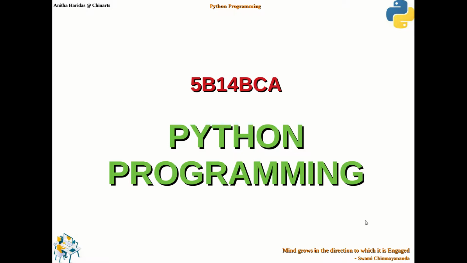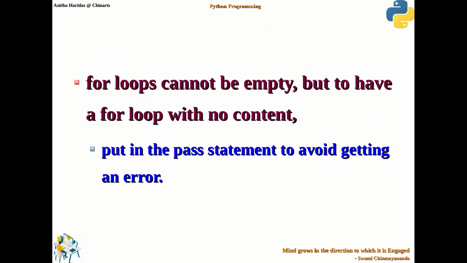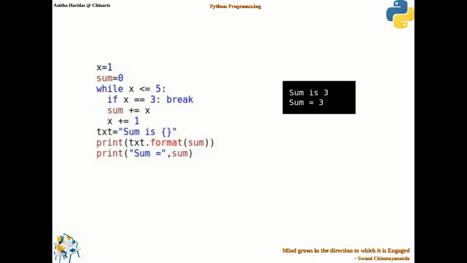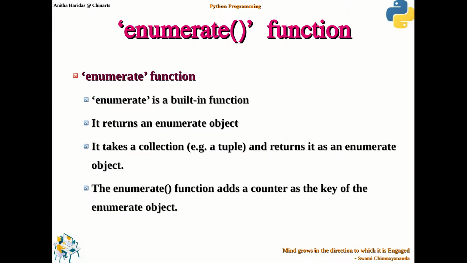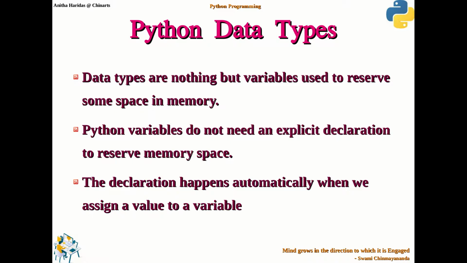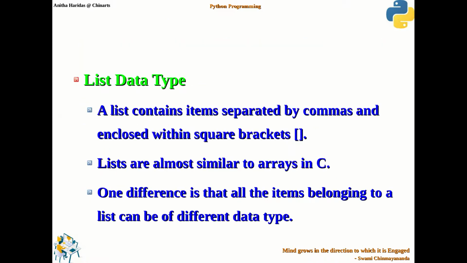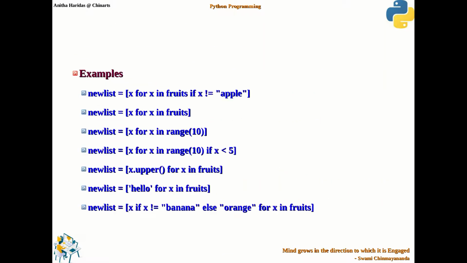In the Python programming course, in the last session, we talked about the enumerate function. Iterative structures we have discussed in the very beginning. Then in the last session, we talked about the enumeration function. Then we were talking about the list data type, in which the list comprehensions, how to provide a concise way of creating lists, the various examples we discussed.